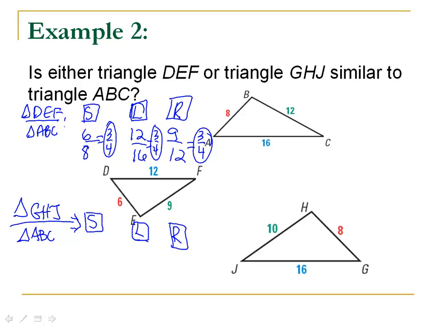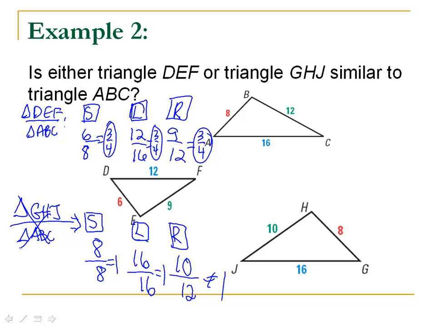I'll quickly do this last one. So triangle GHJ, my shortest is 8, my longest is 16, and my remaining is 10. Okay, let's compare it to the shortest, longest, and remaining of triangle ABC. Triangle ABC, that's 8. My longest is 16, and my remaining is 12. Real quick, I can see that's 1, that's 1. This is not equal to 1. So because they're different, these two triangles are not similar.